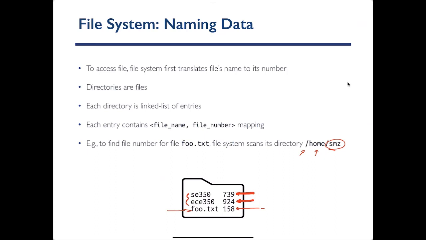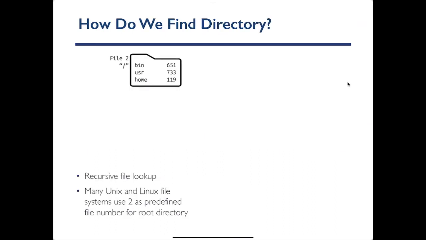Now, how do I find the file that I'm interested in? Well, you can recursively start from your root directory, which is a file by itself, and then search your way through the names to find the file that you want. So here's an example. Let's say that we're searching for home, smz, foo.txt.